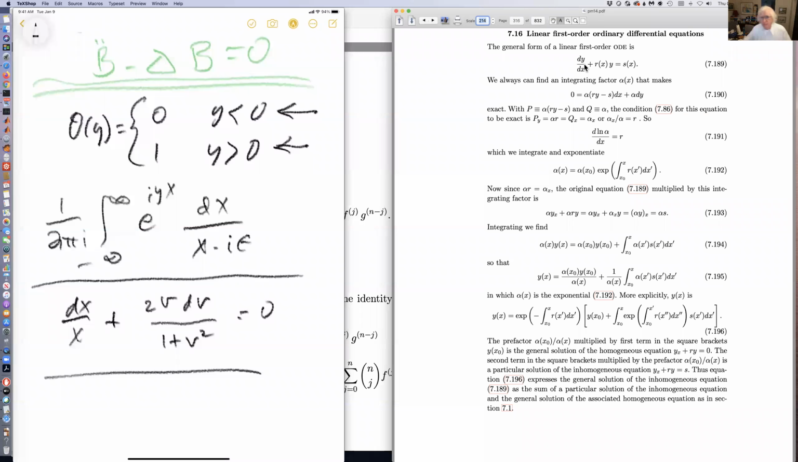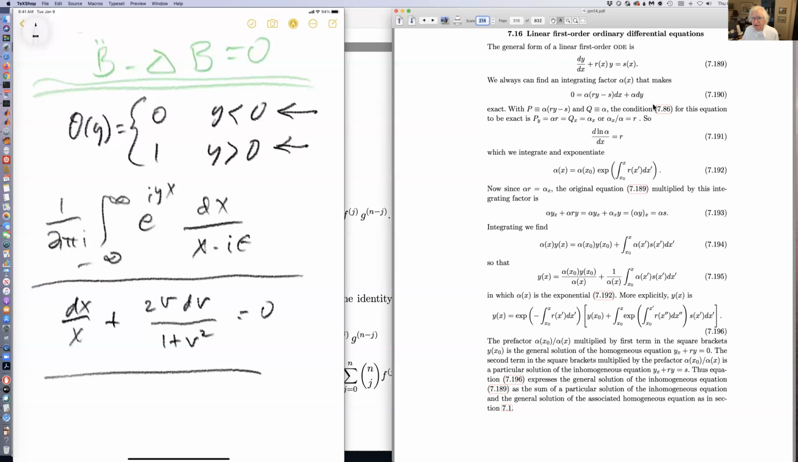So what we've got here is a general linear first order differential equation. It's inhomogeneous if S is non-zero. And the nice thing is that because the equation is linear, it's possible to find an integrating factor, and the integrating factor turns out to be pretty simple. So what we do is we multiply the differential equation by alpha, and we then get this equation.